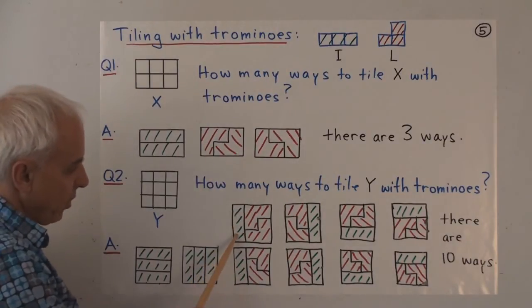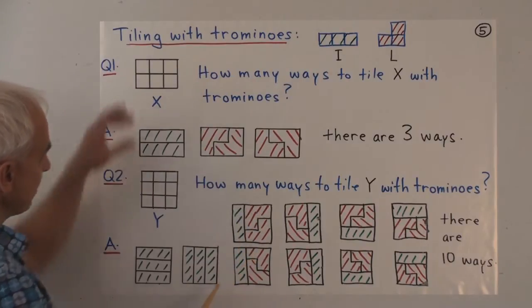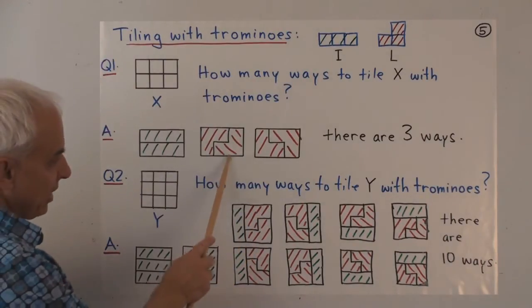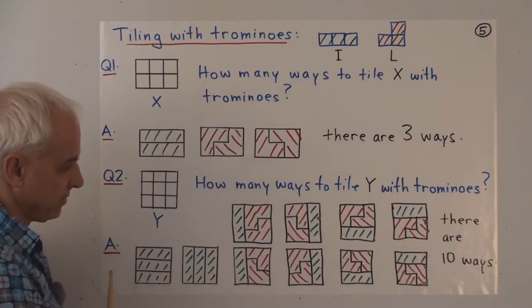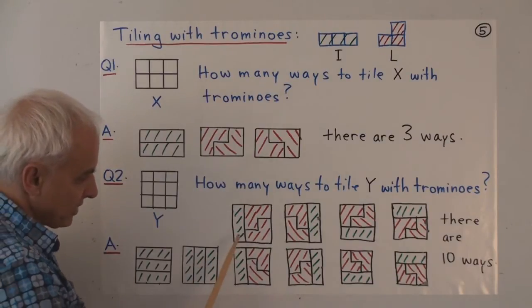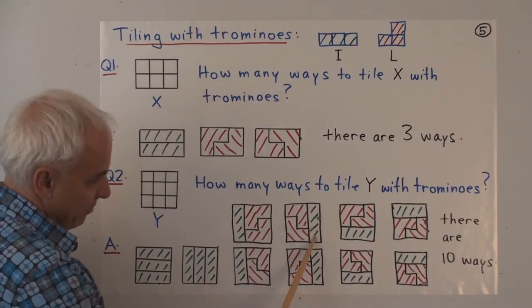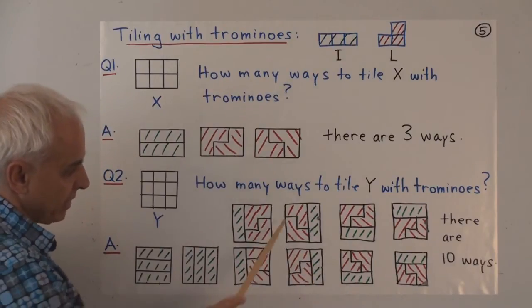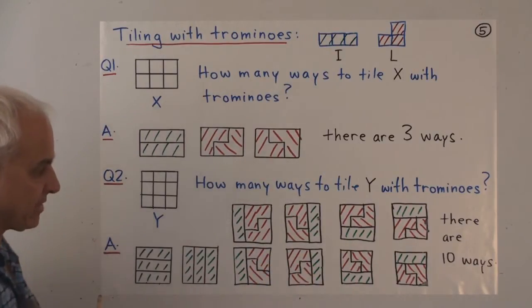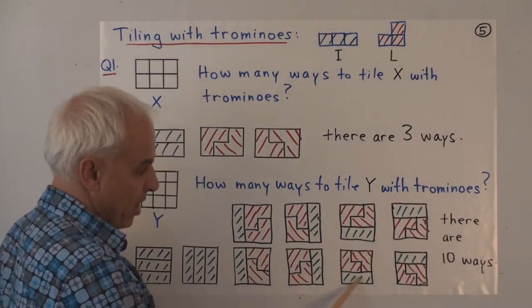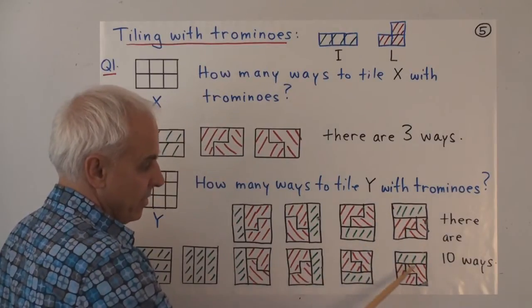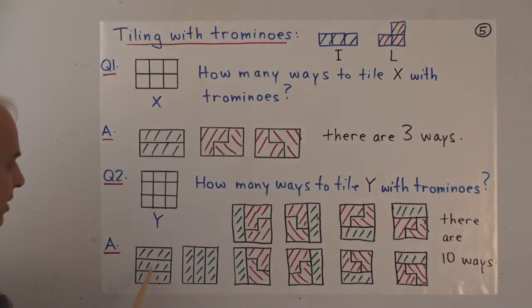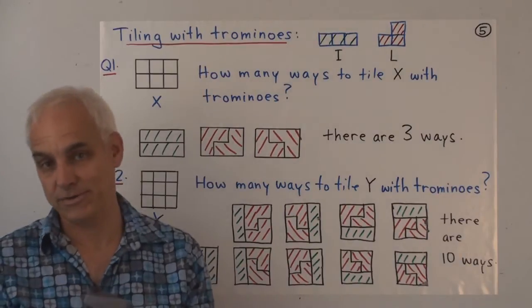Or we could use one of those, and then the rest of it reduces to one of these things, which we could tile in either this kind of way or this kind of way. So we could have this kind of tiling or this kind of tiling. Or we could do the same thing, but starting with the I shape on the right-hand side, and we could have these two different ways of filling in the rest. Or we could have the I shape at the bottom, and there would be two different ways. Or the I shape up at the top. And altogether it looks like there are 10 different ways of tiling this particular square with trominoes.